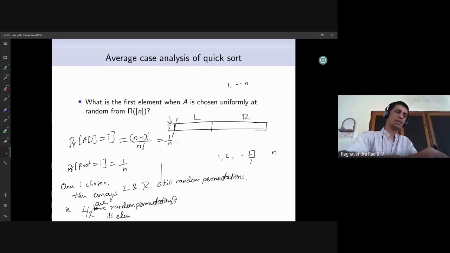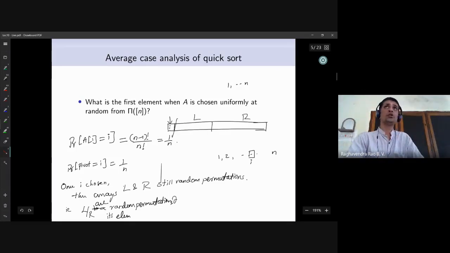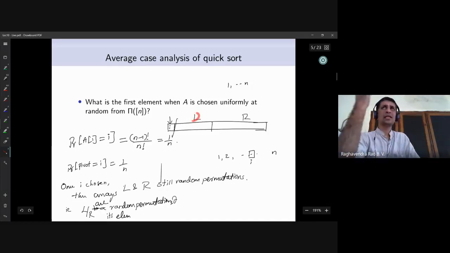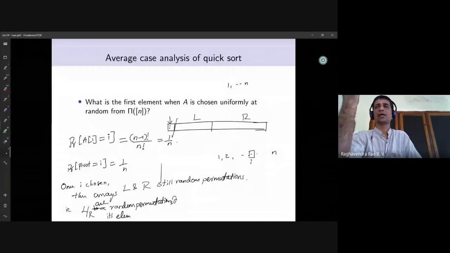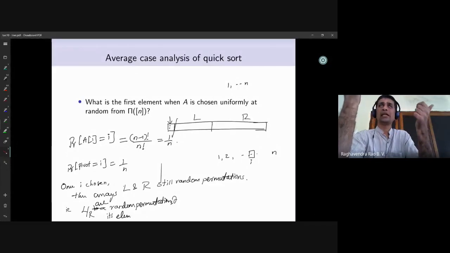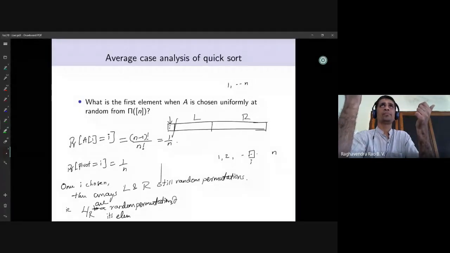All of these elements are together going to be permuted. Now I'm putting the lens on. You can just say that I'm coloring all elements less than the pivot as red and all elements greater than the pivot as green. So if you just observe the red elements, they are also getting permuted randomly, right? Do I make sense?